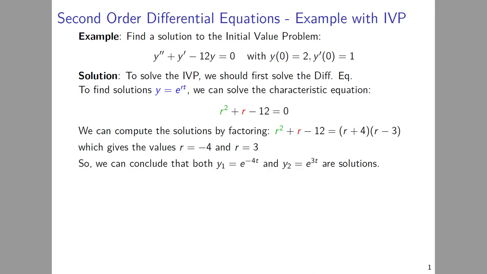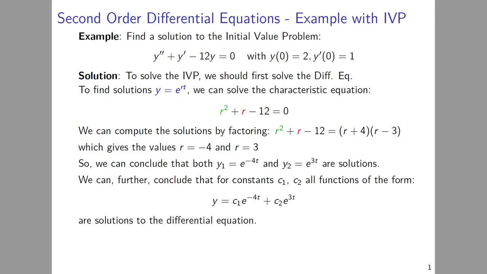So we can conclude that both y1 = e^(-4t) and y2 = e^(3t) are solutions. And furthermore, that any linear combination of them are solutions as well. That is, y = c1 e^(-4t) + c2 e^(3t), where c1 and c2 are constants, are also solutions to the differential equation.